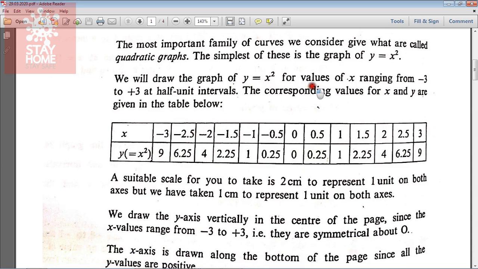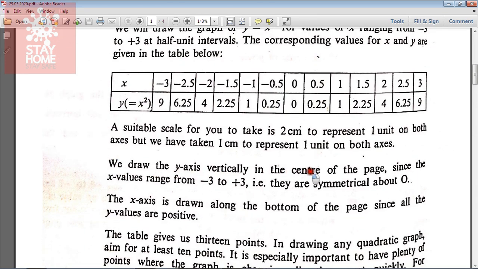Here you can see the calculation. If the value of x is -3, y will be 9. If the value of x is -2.5, y will be 6.25. What you are doing is just taking the square of the value of x, then you can get the value of y. -2 squared equals 4, -1.5 squared equals 2.25, -1 squared equals 1, -0.5 squared equals 0.25. Like this, all the calculations can be done.